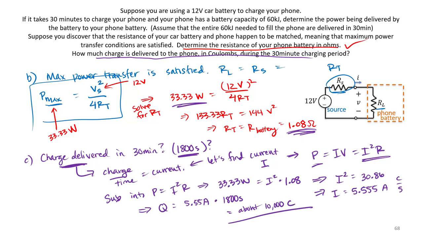So be careful once again. Make sure that you pay attention to units. Common mistake is to accidentally mix up your seconds and minutes, and draw pictures to keep track of which resistor and which part of the circuit you're looking at.